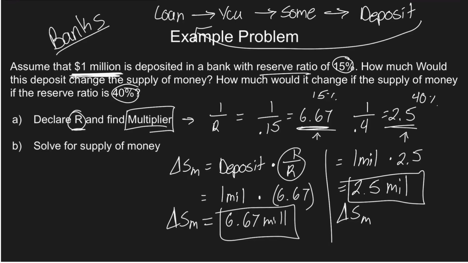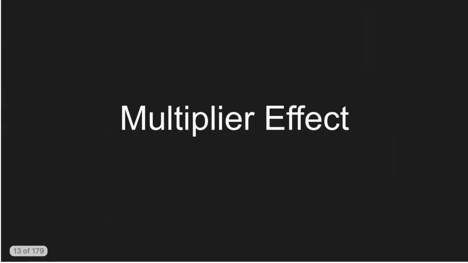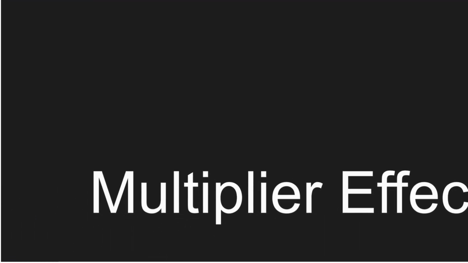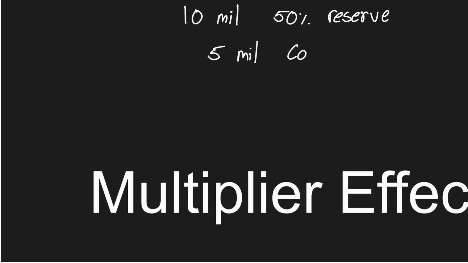The other thing to remember about this is your reserve ratio. If your reserve ratio increases, then the change in the supply of money will decrease. And why is that? Say you're required to keep 50% and you get 10 million. Well, if you have to keep 50% in reserve, then you can only give out 5 million. So this is contractionary policy right here.